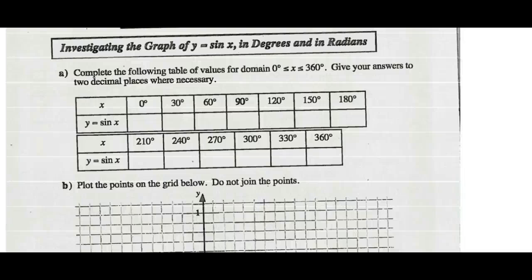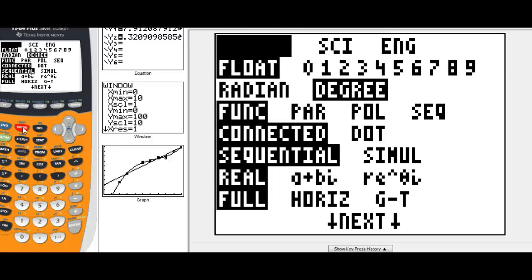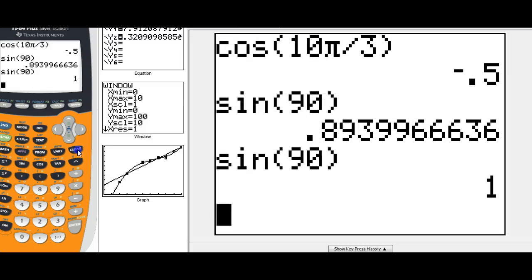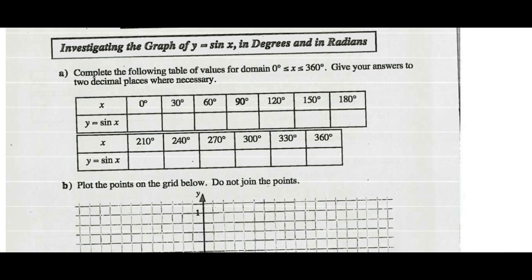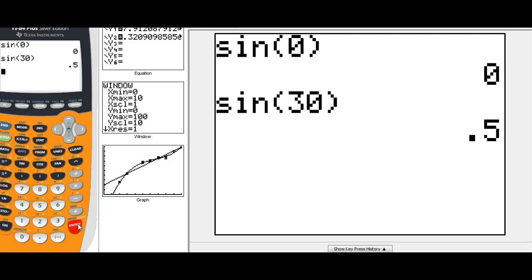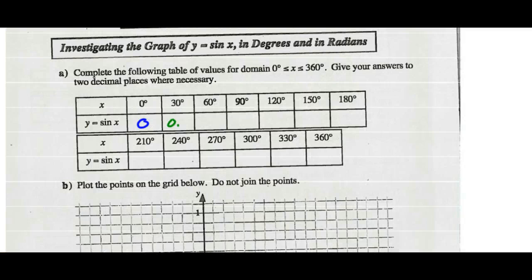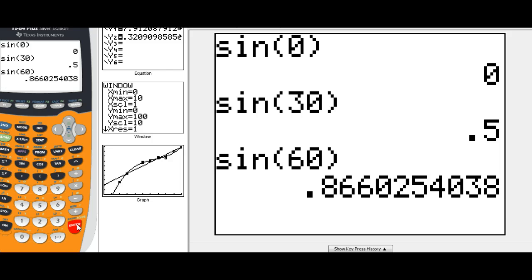So when x is 0, the sine of 0. So let's put our calculator in degree mode. Great, it's in degree mode. We want the sine of 0 degrees, and that has a value of 0. So the sine of 0 degrees is 0. What is the sine of 30 degrees? And we get 0.5. Sine of 60 degrees. You get 0.8660, so to 2 decimals, 0.87.